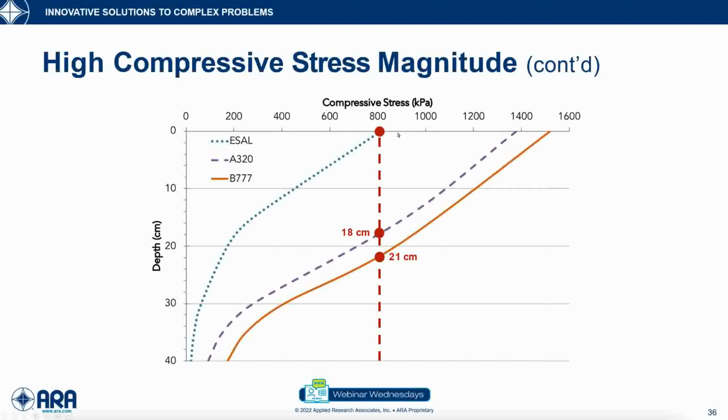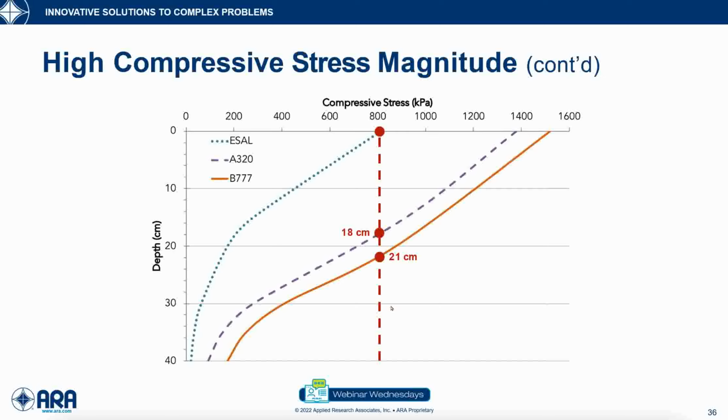I see that the 1,400, 1,600 kPa at the surface goes down to 800 kPa only at 18 centimeter for the A320 and 21 centimeter for the 777, meaning that the 800 kPa that I'm worried about and that I designed for and pick my binder and mixture for at the surface, I need to consider the same conditions and the same specifications and recommendations for in airfields deep down in the pavement.